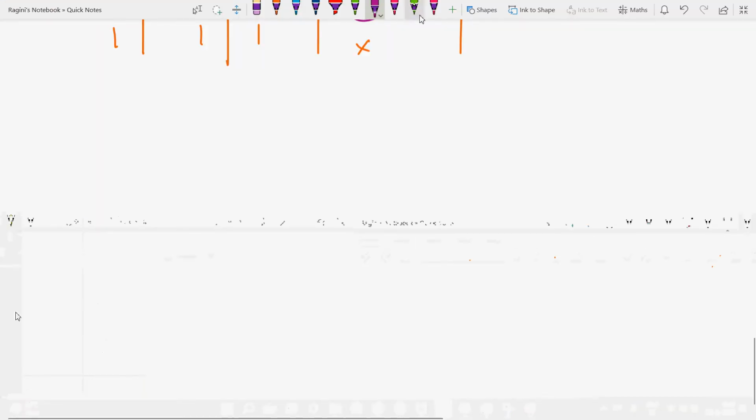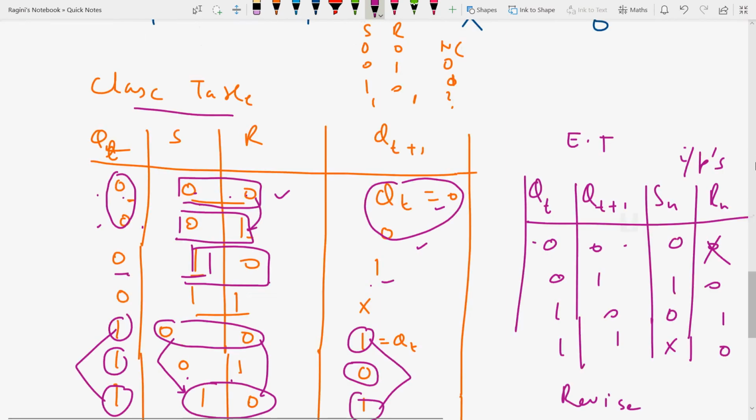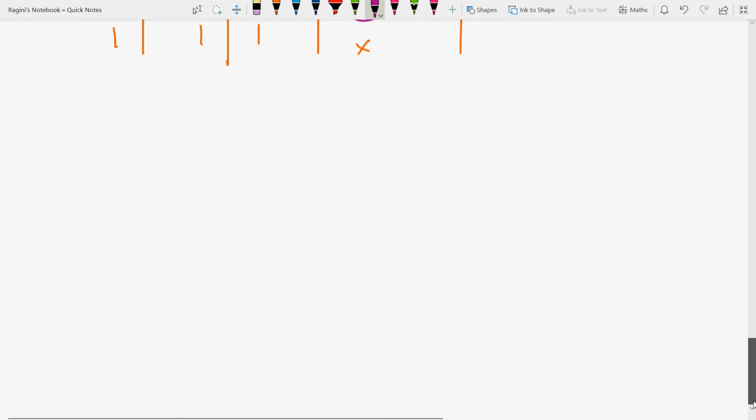How are you? Today, in the last class, I discussed the excitation table, right? How to draw the excitation table using the characteristic table. So, for that, now I am telling you the D flip-flop operation.